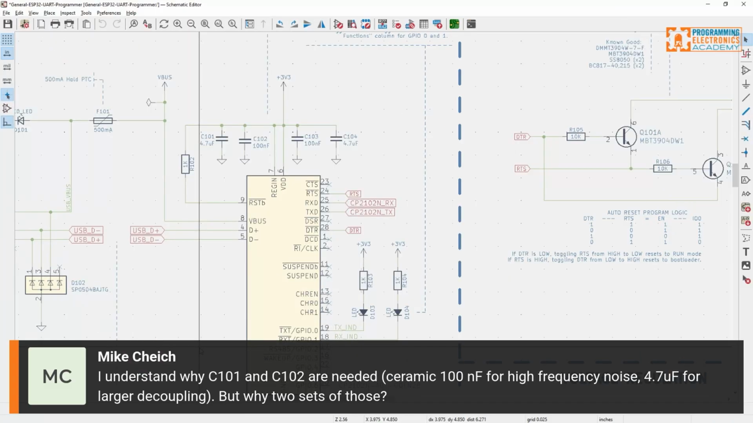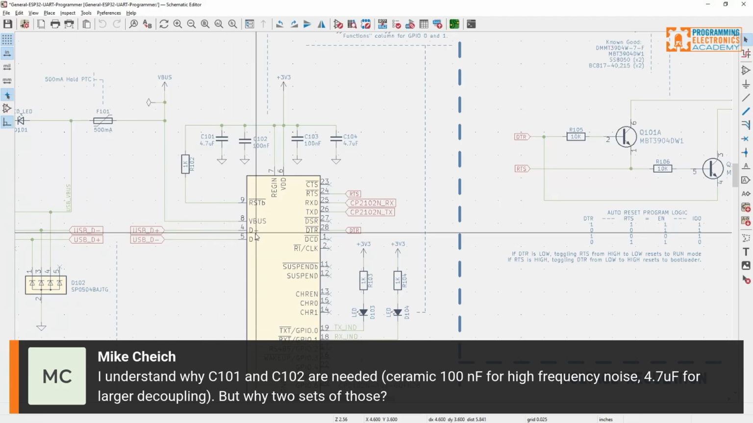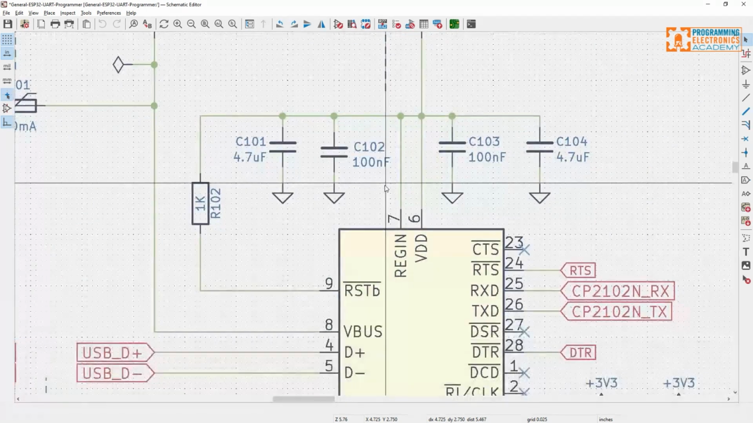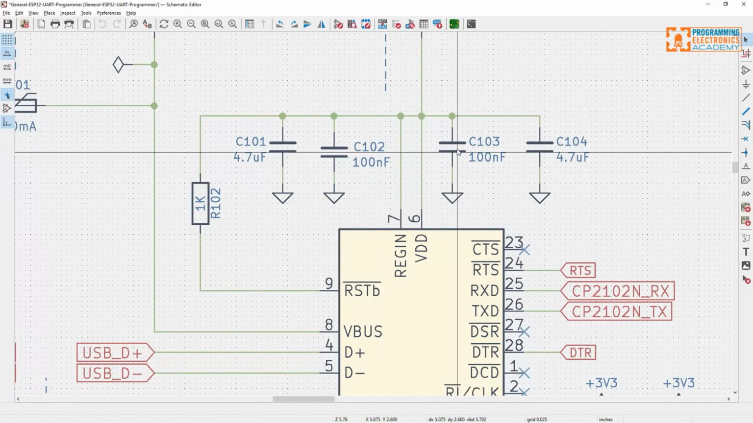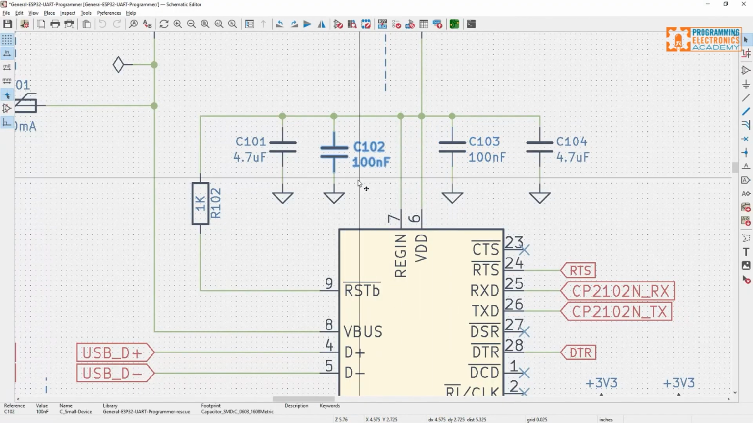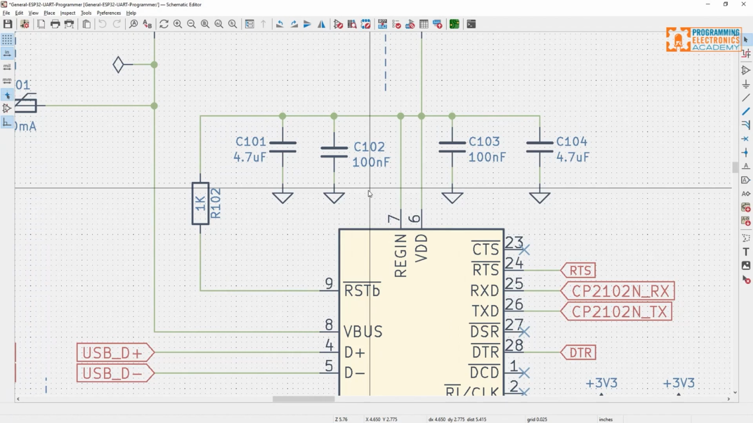All right, I understand why C101 and C102 are needed, but why two sets of those? All right, so ceramic 100 nanofarad for high frequency. So we're talking about capacitors here. I'm assuming the C stands for capacitor, right? So this is the section that he's talking about right here. And you have the 100 nanofarad, also could be called a 0.1 microfarad capacitor, same value, different way of describing it. However you're feeling that day, you talk about nanofarads or microfarads.